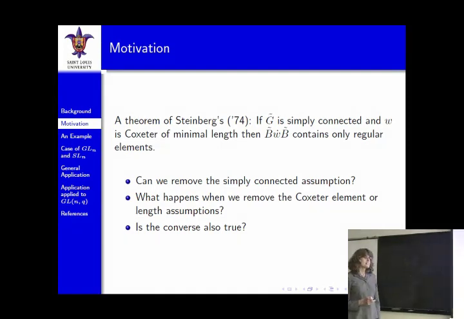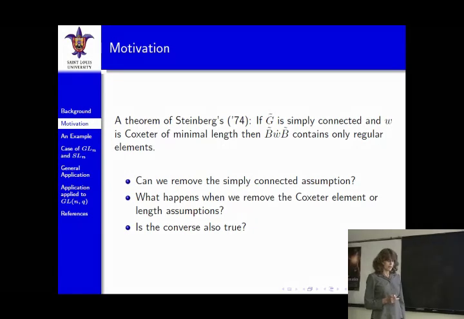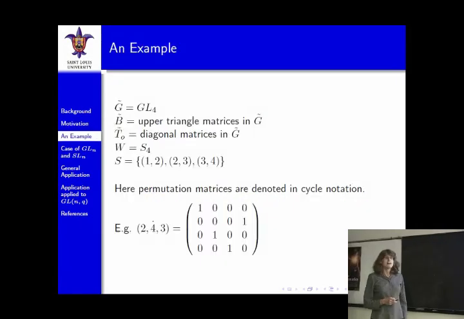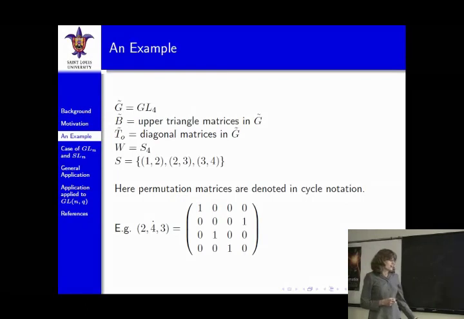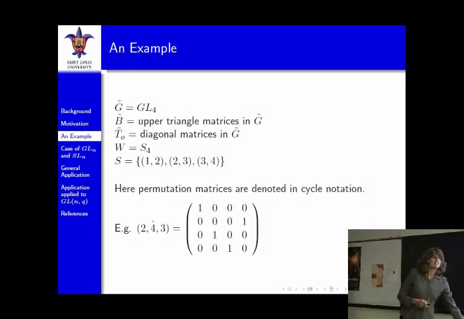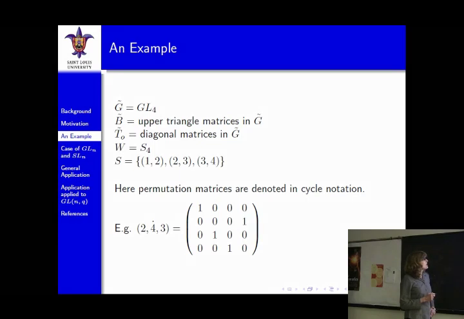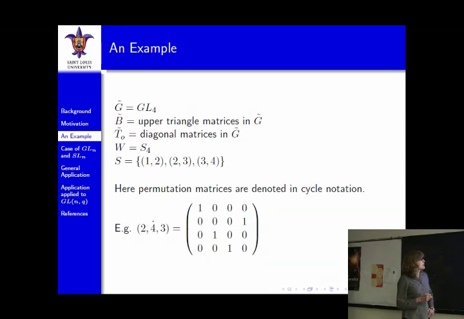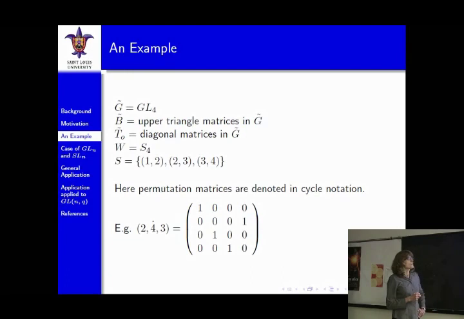So let's look at an example to see what could or could not be true. Let's play with GL4 and get us started on maybe how we could change this theorem, or to strengthen it, or to get the converse. The strengthening meaning removing the simply connected part. Can you do that? So let's look at GL4. So in this case, B tilde will be the upper triangular matrices in GL4.